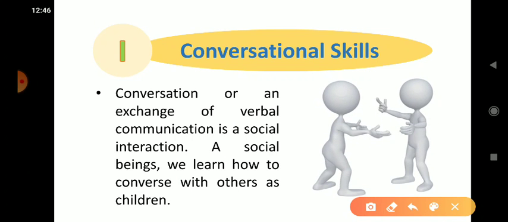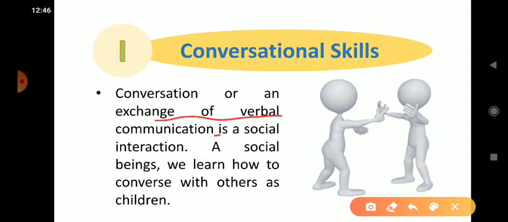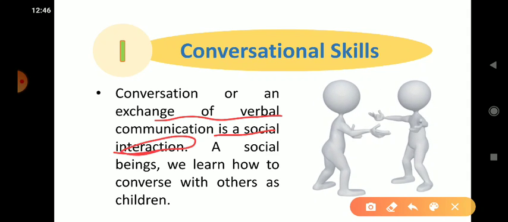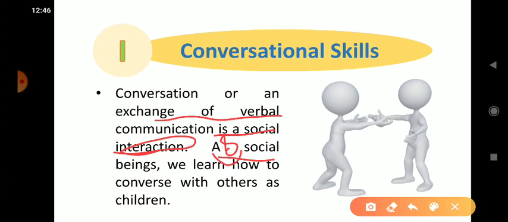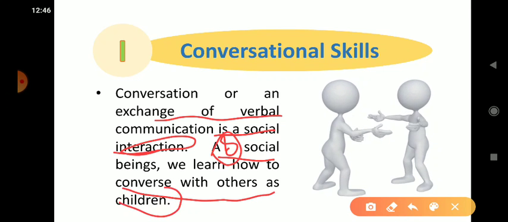Conversational skills. Conversation, or an exchange of verbal communication, is a social interaction. When we are communicating, it is a social interaction. As social beings we learn how to converse with others as children. If we have to talk to children, we should learn how to talk to children. Like that, we should learn the conversational skills to make communication effective.